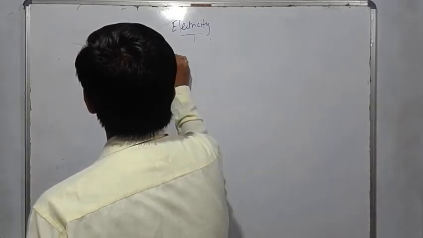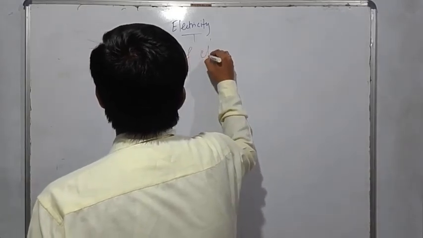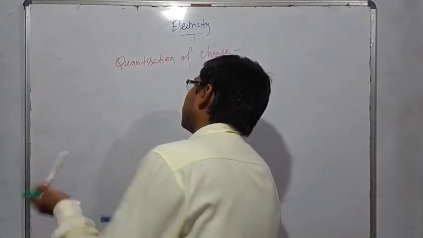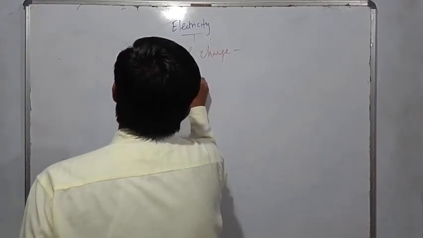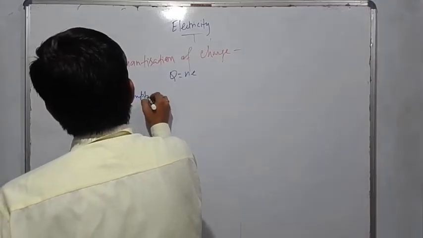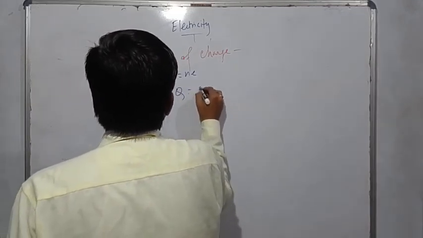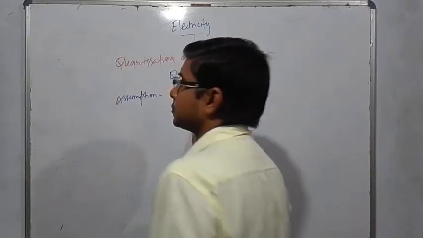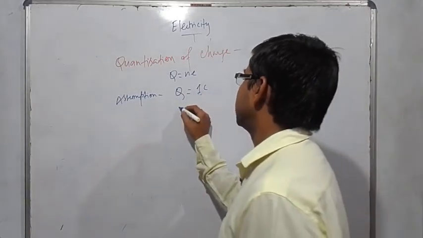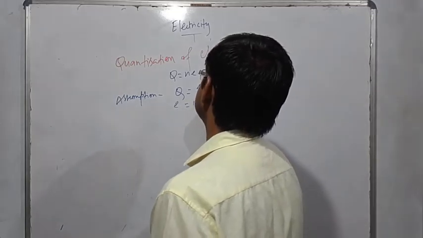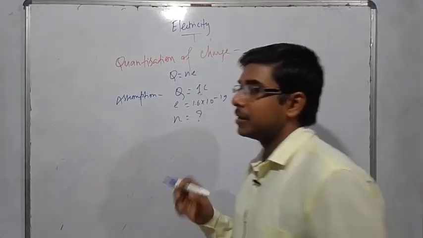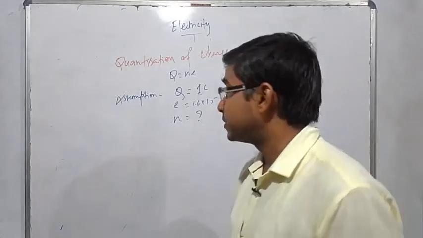Quantization of charge, or electric charge. What was the formula of charge? Q is equal to NE. Let's take an assumption that Q is equal to 1 coulomb. We have considered a situation where 1 coulomb of charge is flowing, and E is 1.6 into 10 to the minus 19 coulomb. We have to calculate how many electrons are flowing through that circuit.